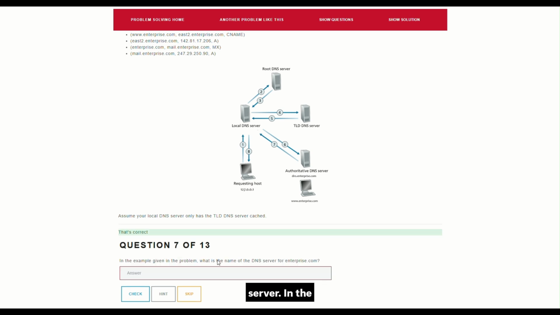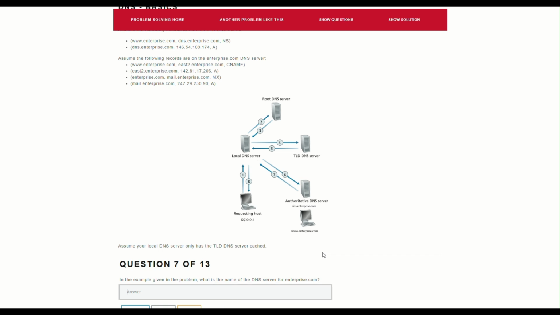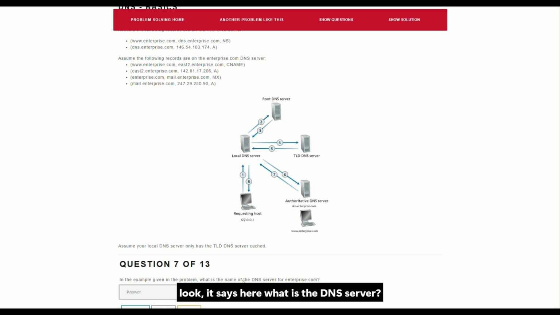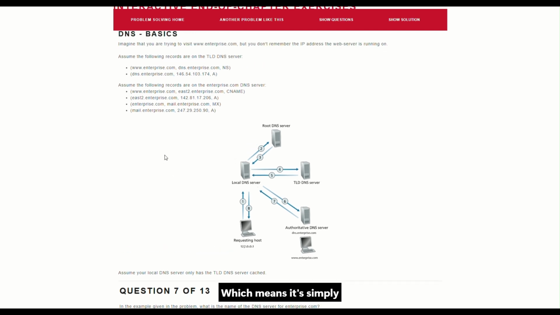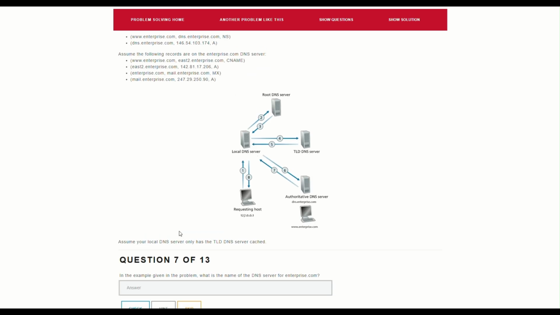In the example given in the problem, what is the name of the DNS server for enterprise.com? Look, it says here, what is the DNS server? It's simply dns.enterprise.com, because this is the DNS server for this, and it's hosted here. So it's dns.enterprise.com.